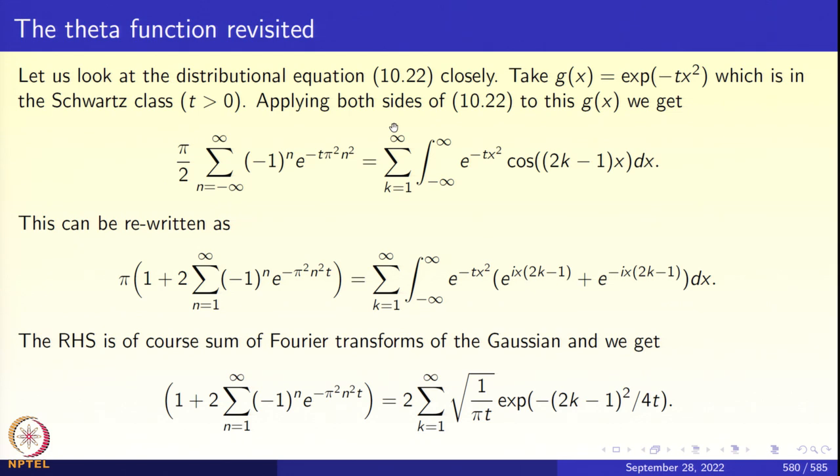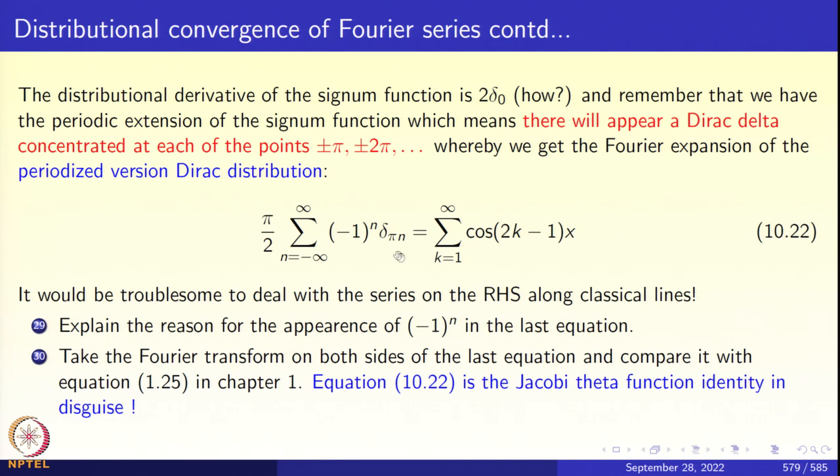And so what happens to the left hand side? It is g hat paired with delta at pi n. What am I going to get? I'm going to get g of pi n. What about the right hand side?